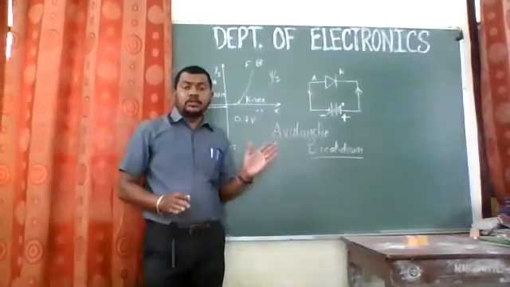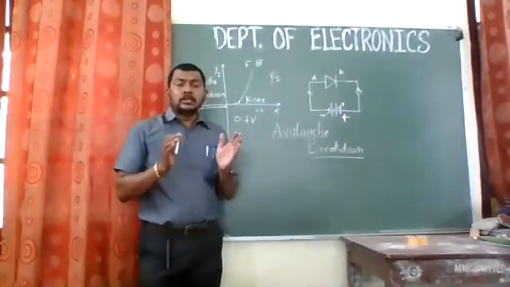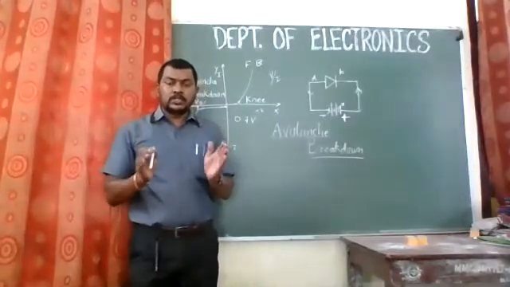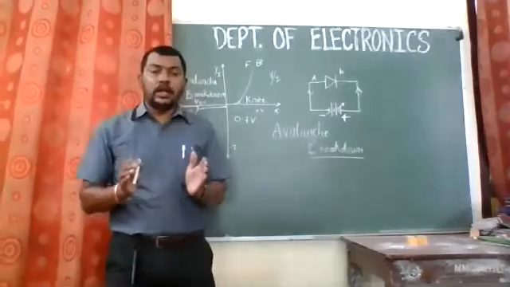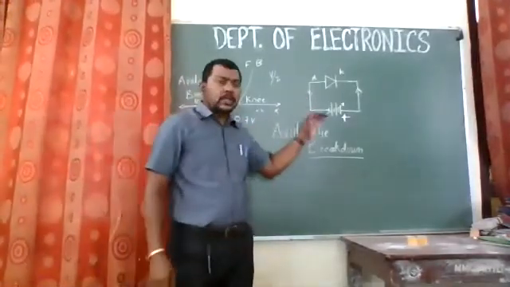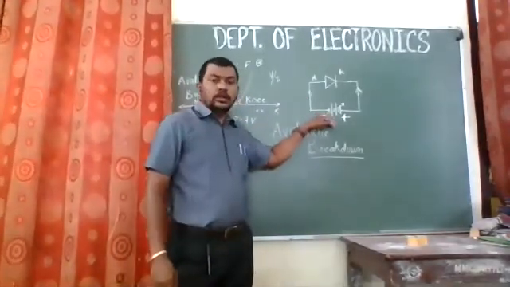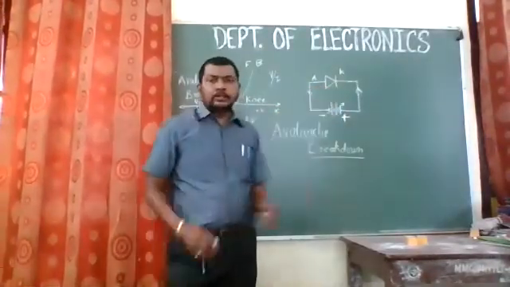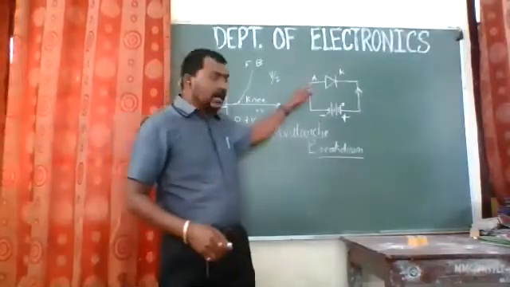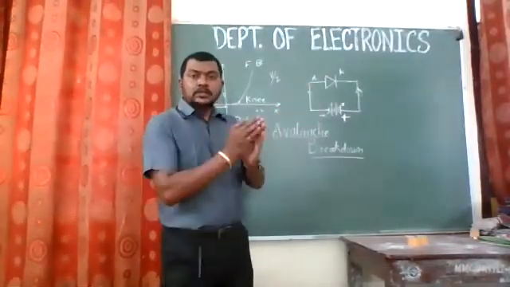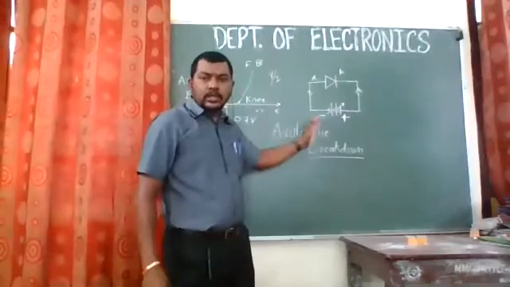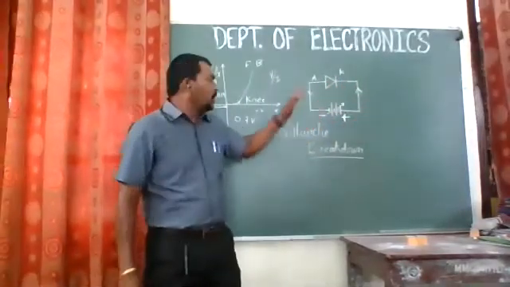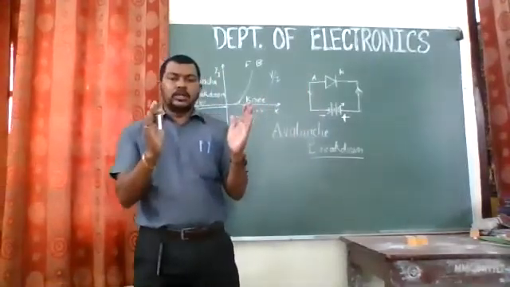Avalanche breakdown particularly happens in the simple PN junction diode, right? In the reverse bias condition. So when a simple PN junction diode is connected in reverse bias, that means the negative terminal of the battery is connected to the anode and the positive terminal of the battery is connected to the cathode. Then what happens? The holes are being attracted towards the negative potential, the electrons are being attracted towards the positive potential, and the depletion layer will go on increasing.